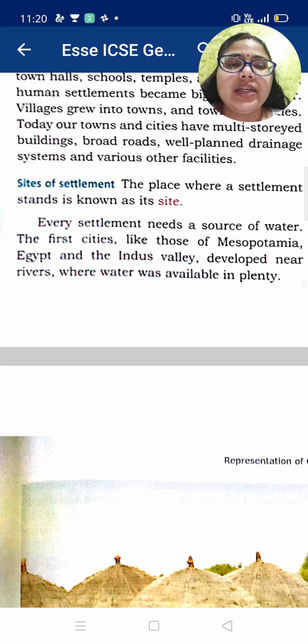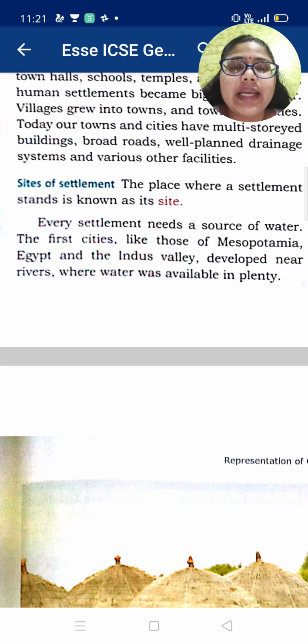साइट क्या होता है? जहाँ पे सेटलमेंट स्टैंड करता है, मतलब किसी भी टाइप का सेटलमेंट जहाँ है उस जगह को एक साइट बोलते हैं. Every settlement needs a source of water. Okay, so every settlement wants a source of water.